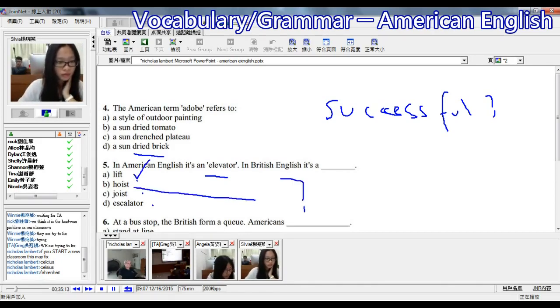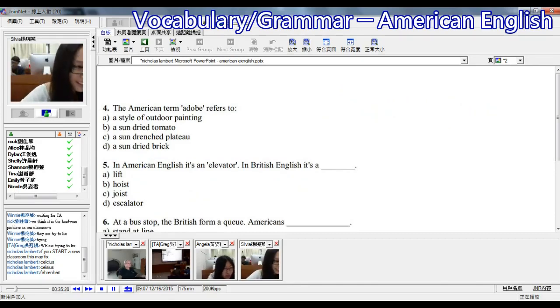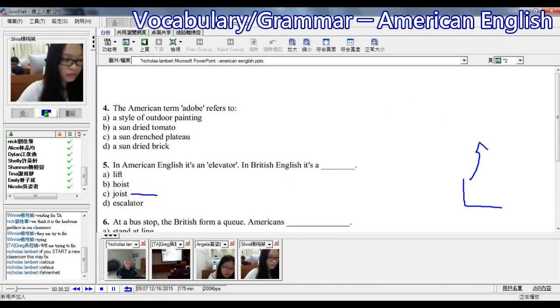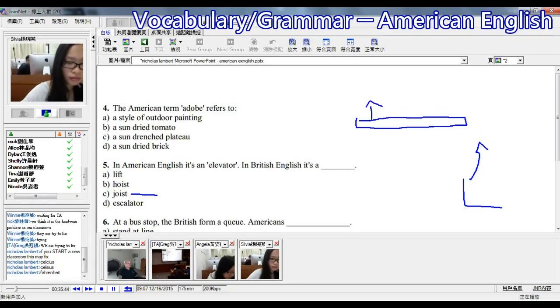Good morning. Hello. In American English, it's an elevator. In British English, lift, hoist, joist, or escalator. Is a lift. Yes. Now, what's a hoist? Hoist, like, can raise you up like this. Yeah, it's like a little crane. It sort of lifts you up. What is a joist? Completely different joist. What's a joist? The main structure of the building. Correct. So it's usually wood or metal, and it holds the building up, or holds the roof up.